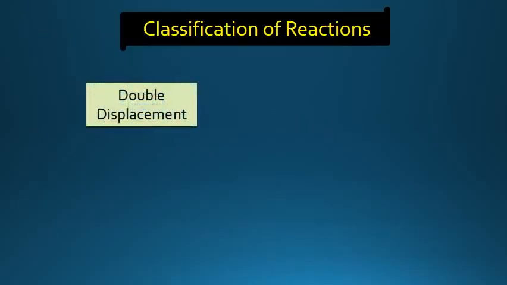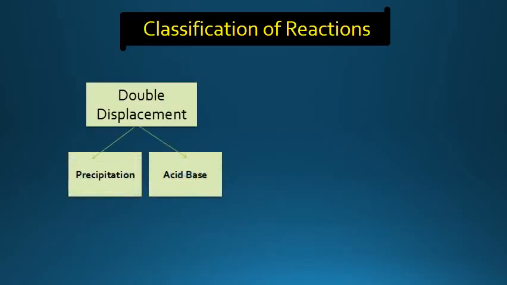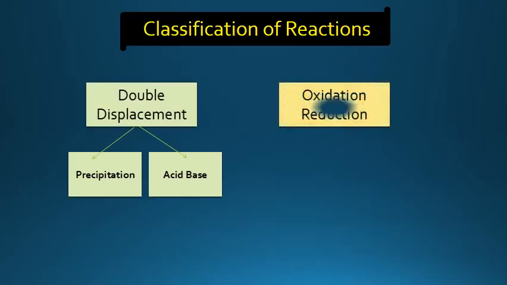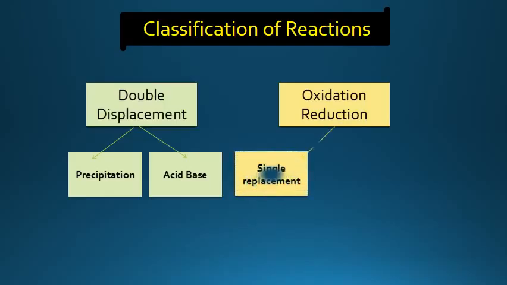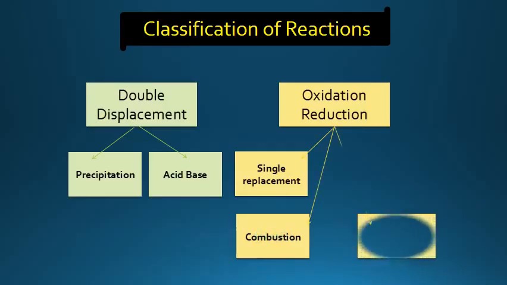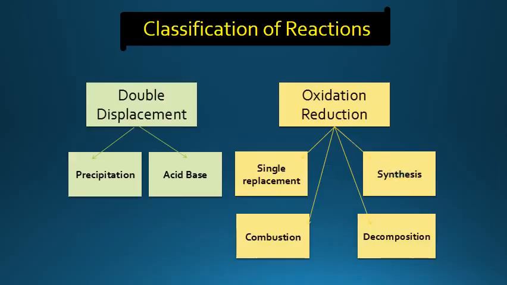Okay, that covered our two types of double displacement reactions. We either have a precipitate reaction or an acid-base reaction, and we've already covered those, so those should be easy peasy to identify and label. Oxidation reduction reactions we're going to cover shortly. We have single replacement, that'll be the first one I talk about, combustion, which I've already talked about, decomposition, and then I'll talk about synthesis. These are all redox reactions.